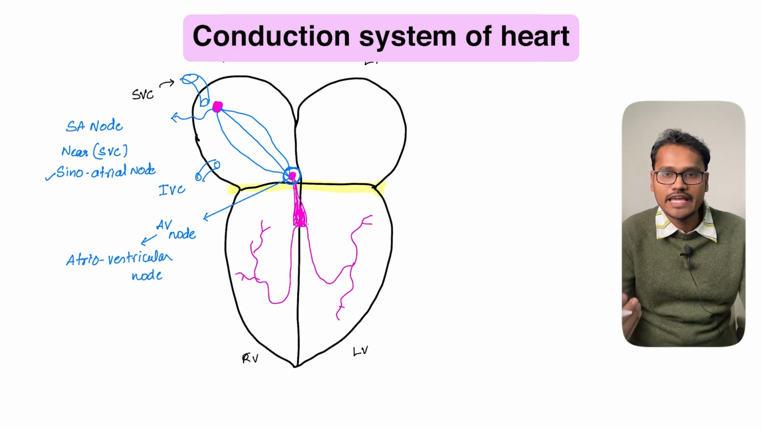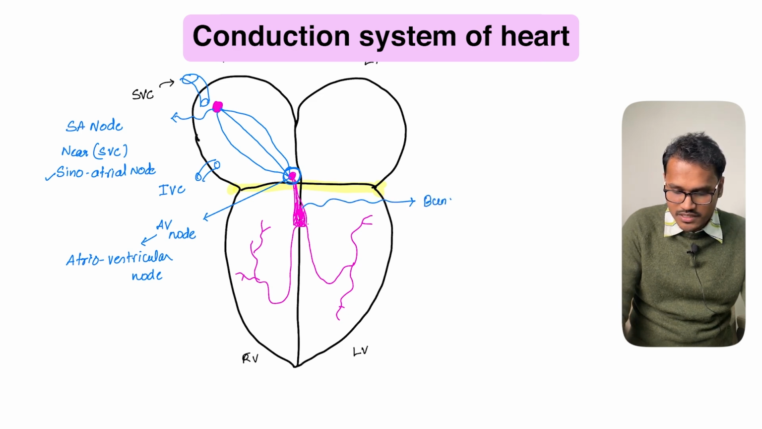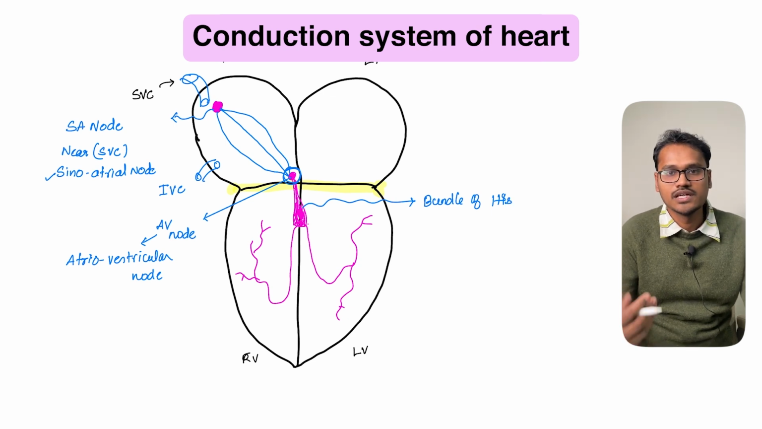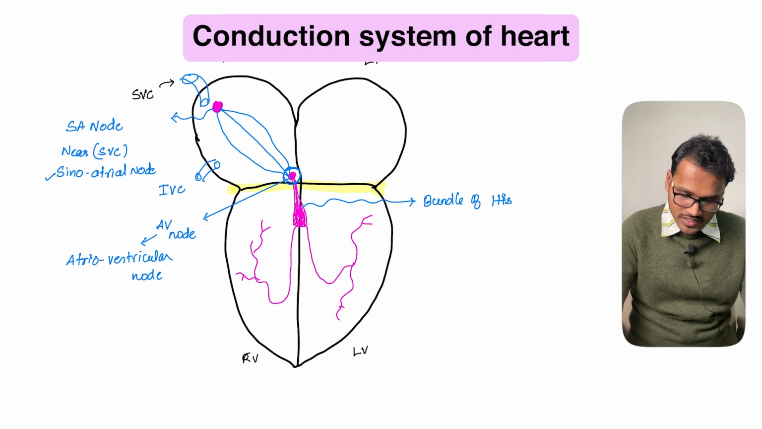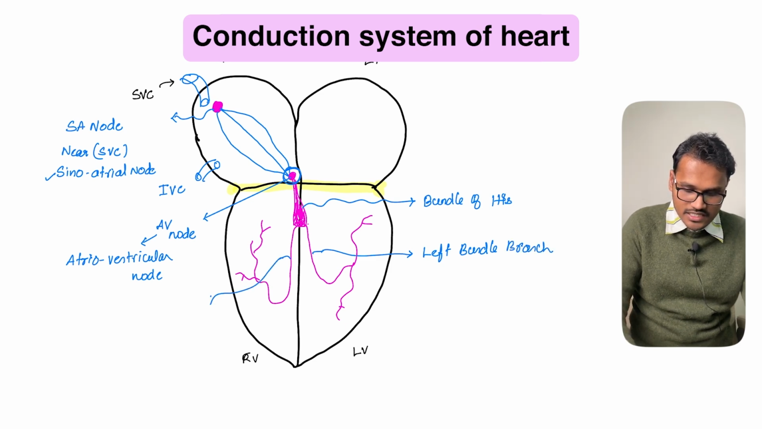Then after the AV node, what comes is this big bundle, as you can see here. This bundle is called the bundle of His. After the bundle of His, it is divided into two branches. The one going on the left side is called the left bundle branch, and the one on the right side is called the right bundle branch.